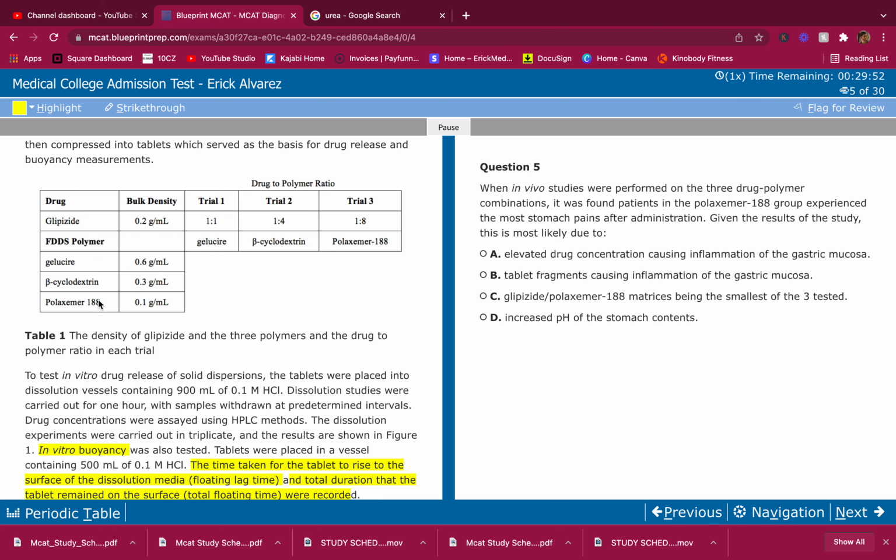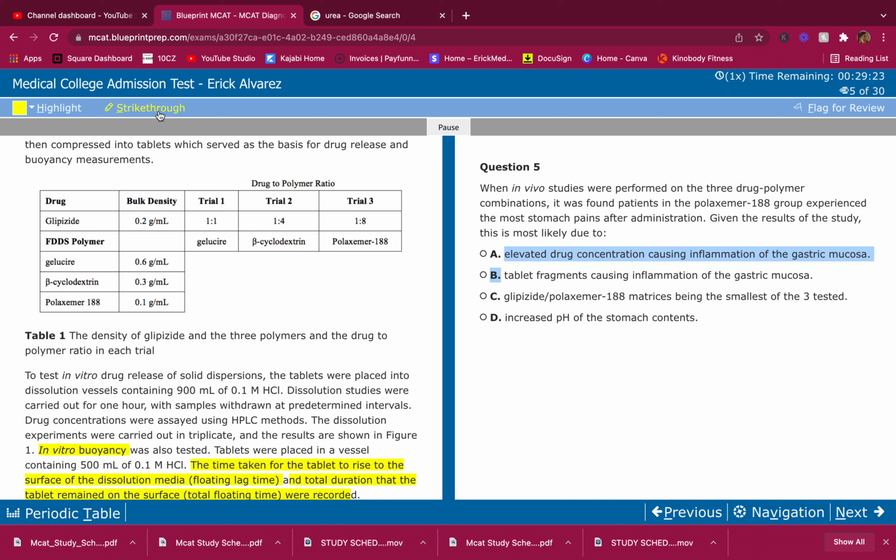Why did this one give stomach pain and these didn't? Well, what's different about this from these two is that it's less dense. Elevated drug concentration causing inflammation of the gastric mucosa. Like I said, what's different about this from these two is that it's less dense. There's nothing saying about the drug concentration.